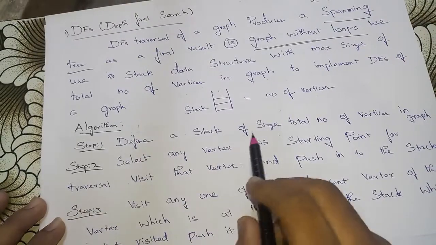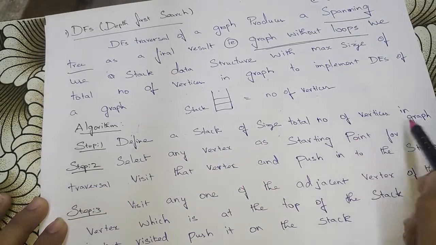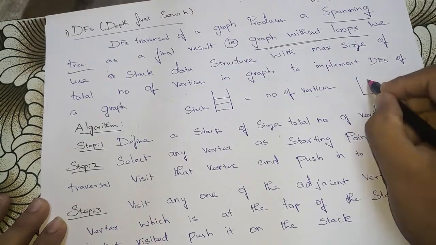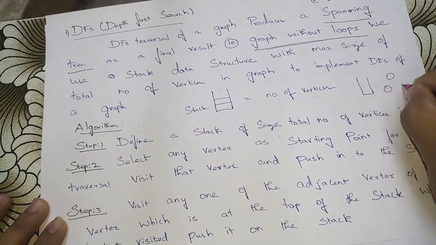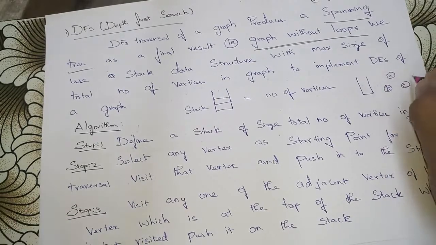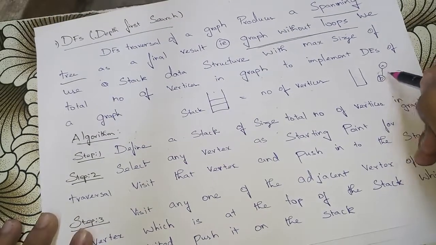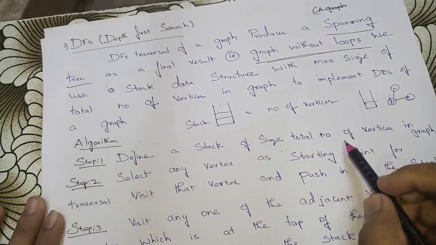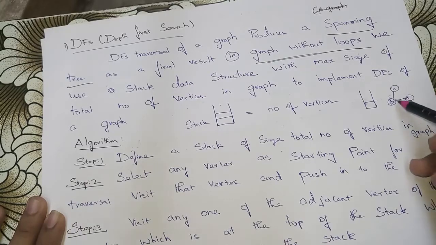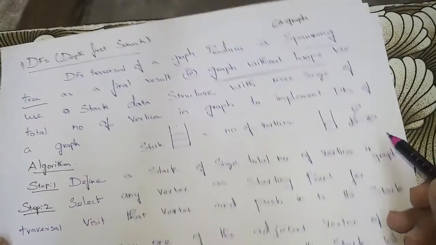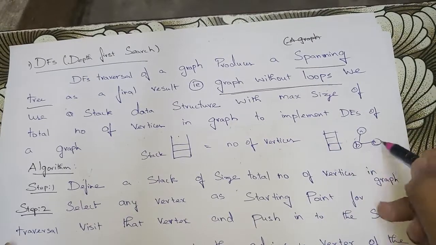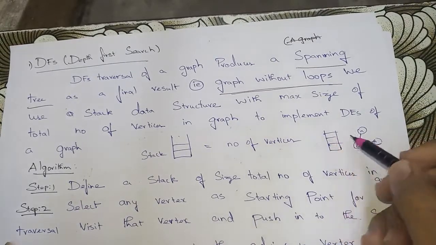Step 1. Define a stack of size equal to the total number of vertices in a graph. First we have to define a stack for the total size. If it has 3 vertices, there must be a stack of size 3.